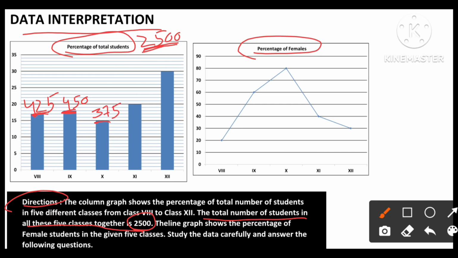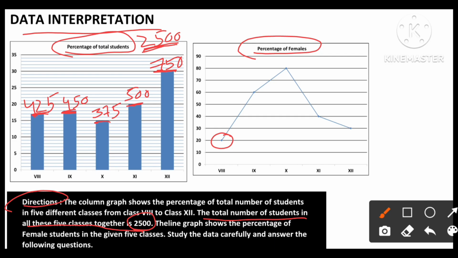375. 20 percentage of 2500, which will be 500. 30% of 2500, which will be 750. So these are the totals. Okay, now we need to find the female percentages.